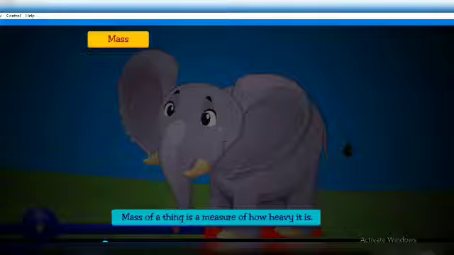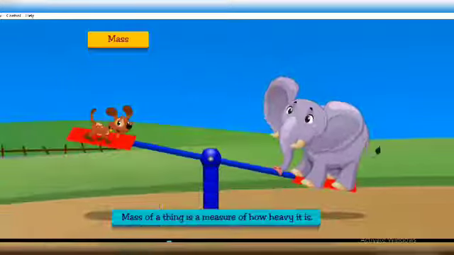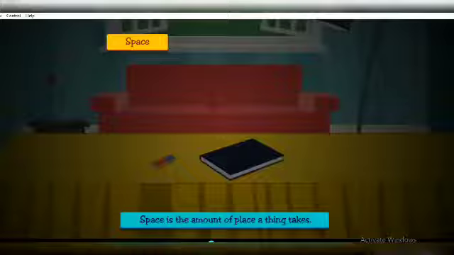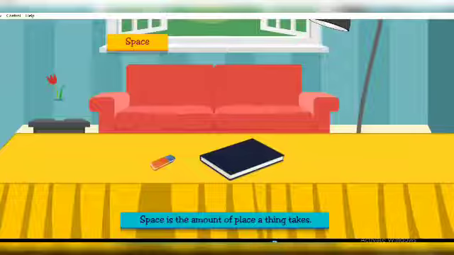Mass of a thing is a measure of how heavy it is. All things have some mass. Some things have more mass than others. Space is the amount of place a thing takes. All things occupy space. Some things occupy more space than others. For example, a book occupies more space than an eraser.